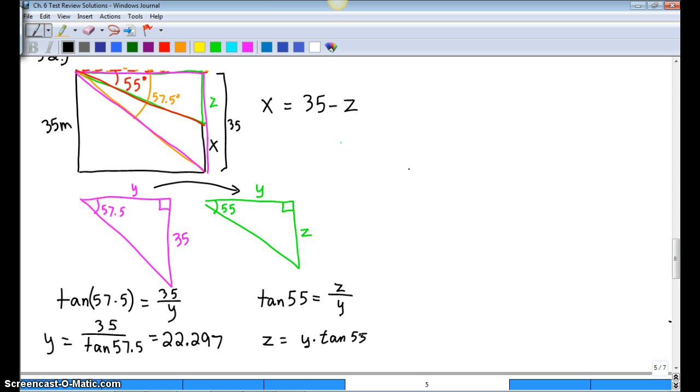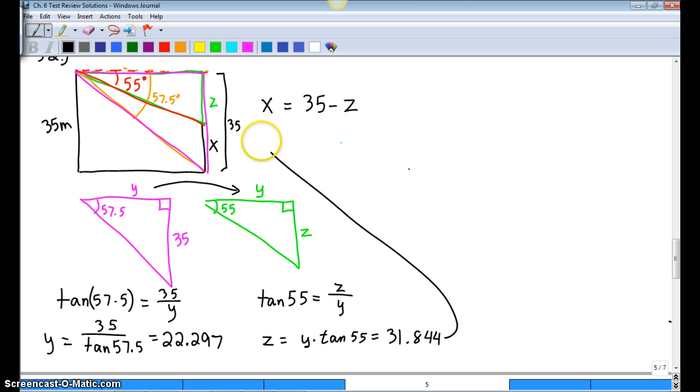The reason I did that is I'm going to leave that answer from the 22.297. If I leave that whole answer, 22.29745913, I'm going to get a more exact z distance. So I'm going to leave that 22.297. I'm just going to continue on and say times tangent of 55. z is then 31.844.